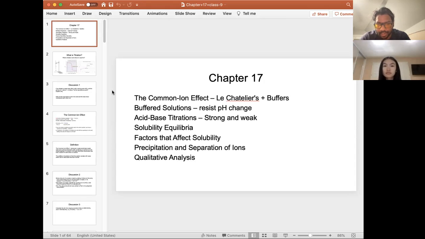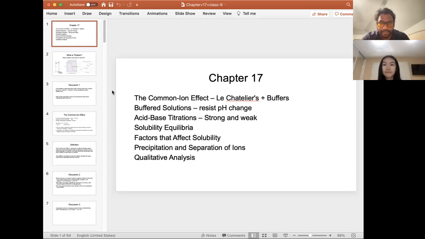So it's going to work against the breaking down of the calcium chloride. That's the idea behind Le Chatelier's principle. Basically, a chemical reaction will shift in a direction to return to equilibrium. So if you have reactants and products and you have too much products, right? It's going to shift backwards to make less products and more reactants.